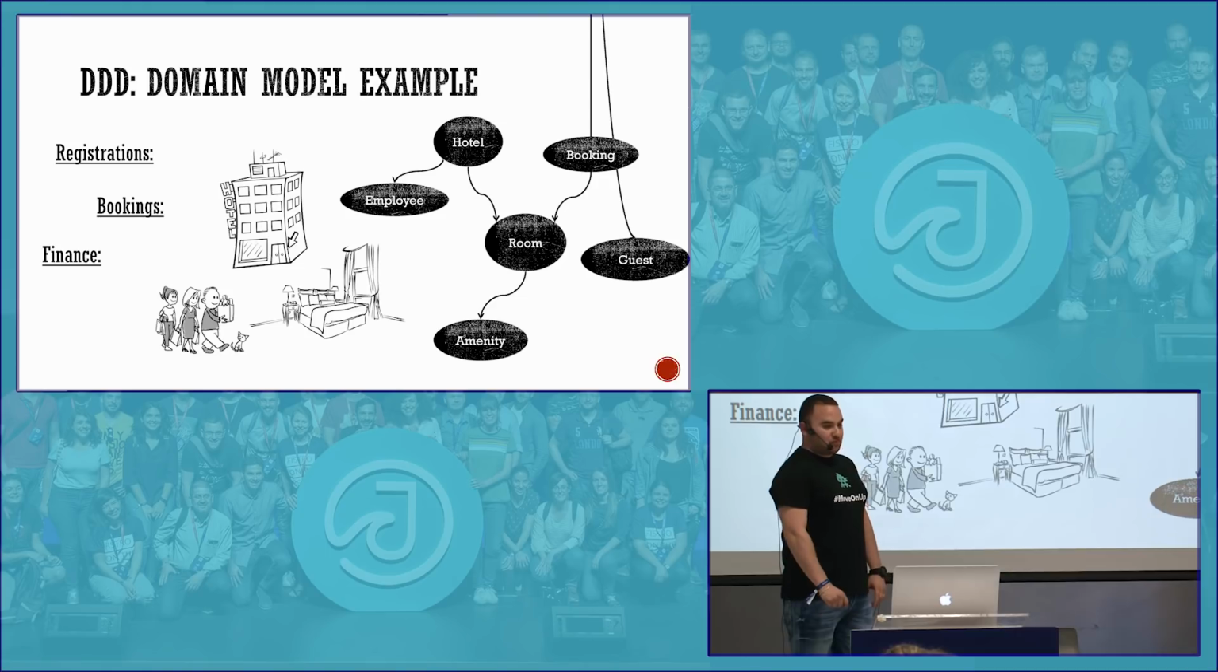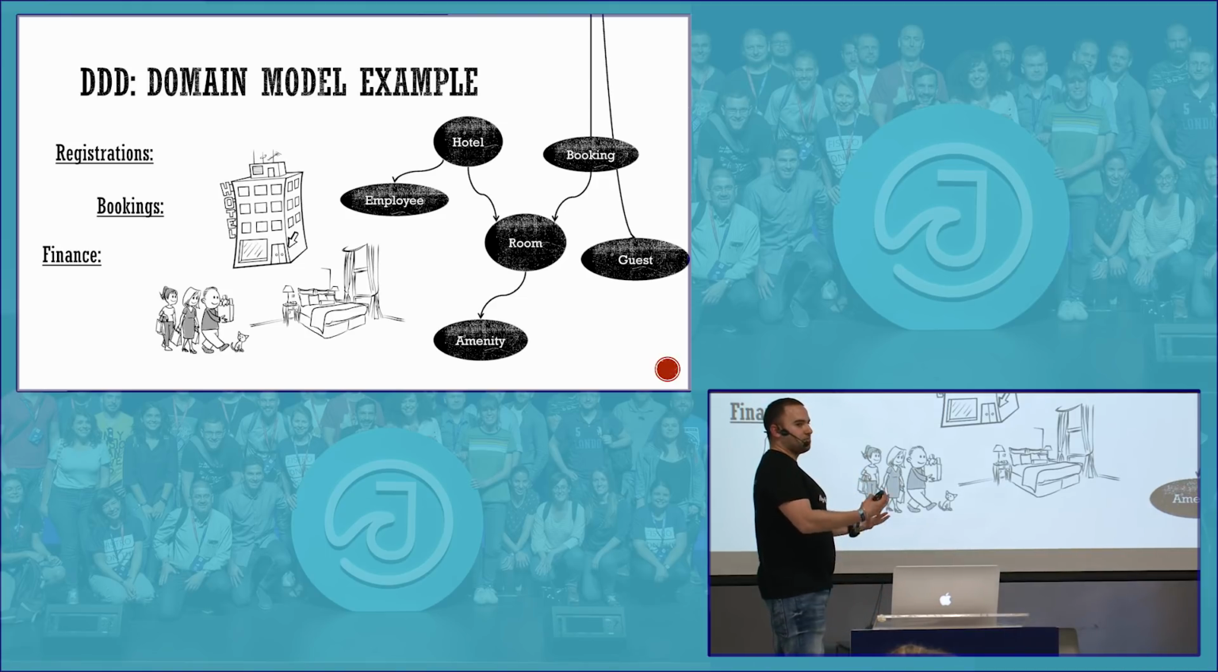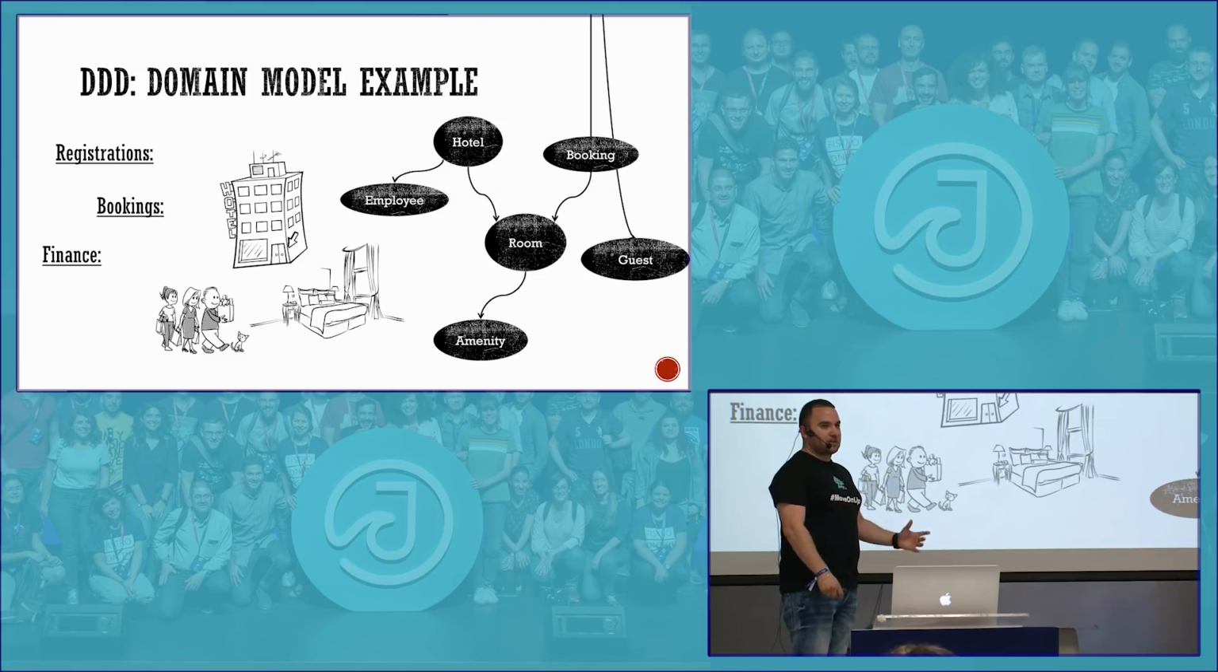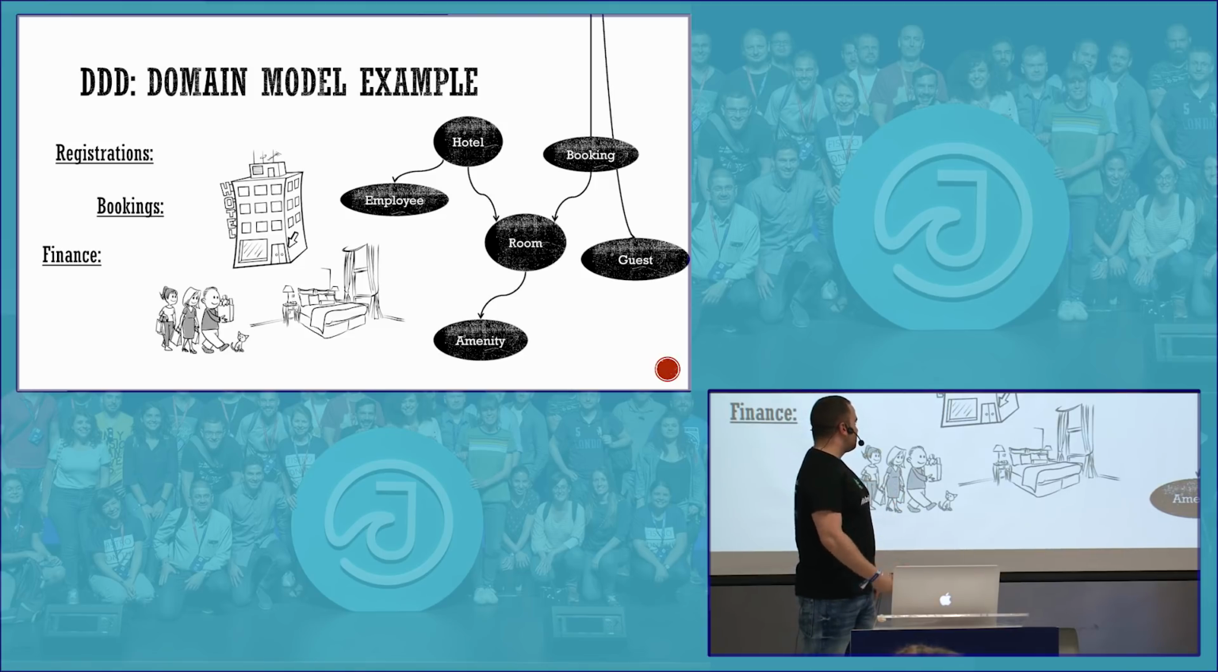Let me put an example. Back in those days, if we are, for example, modeling a hotel business where we have registrations, bookings, finance, everything, and we try to model everything together, it's going to be quite difficult to run away from a monolith approach. So what we need to do is to split our domain into different subdomains and then tackle them separately.